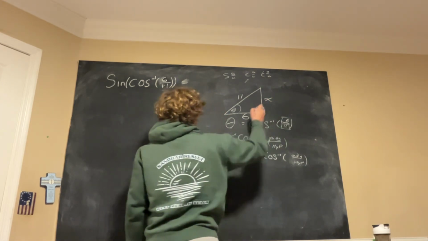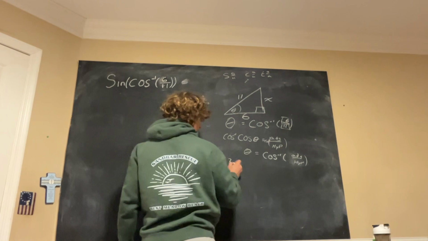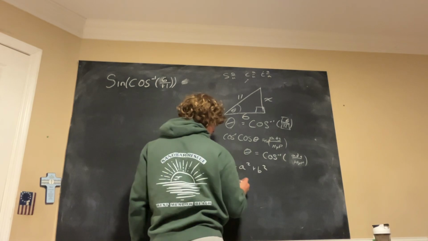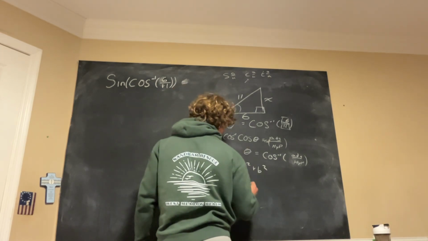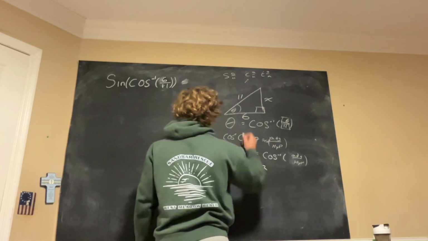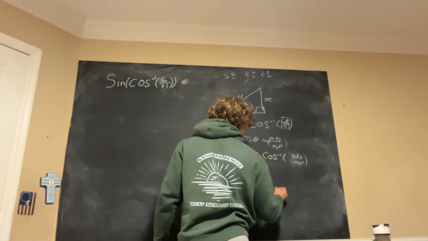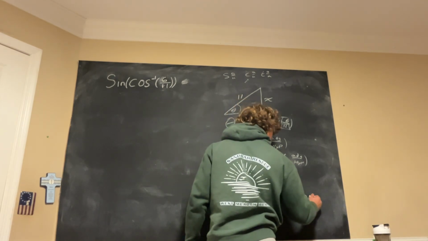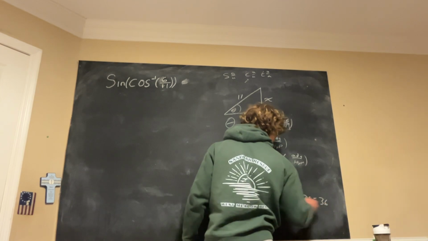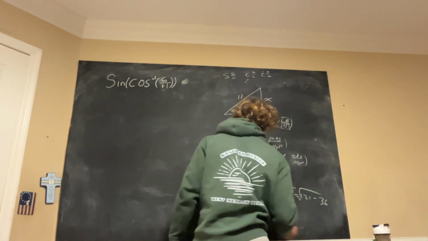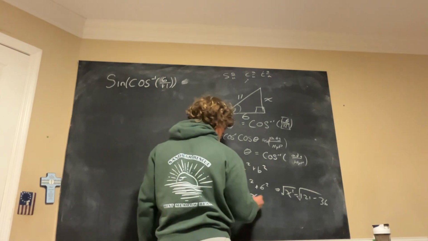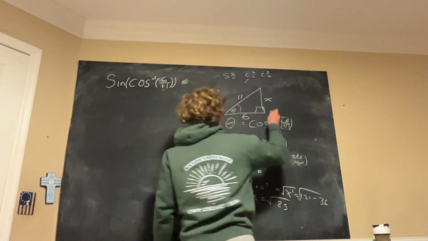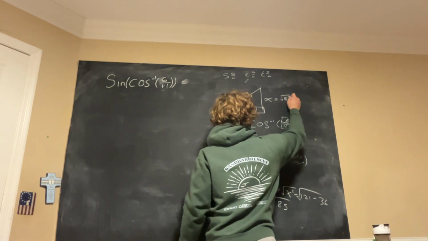Let's call this side x. So we know that c squared is equal to a squared plus b squared. And in this case, c is 11, which is equal to our x squared plus our 6 squared. So this implies that x squared is equal to 121, which is 11 squared, minus 36. And if we take the square root of both sides, we get that x is equal to the square root of 85. So this is the square root of 85.